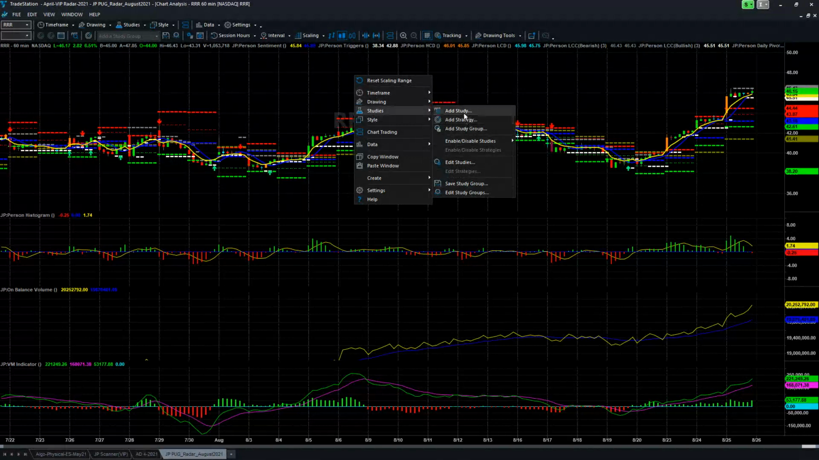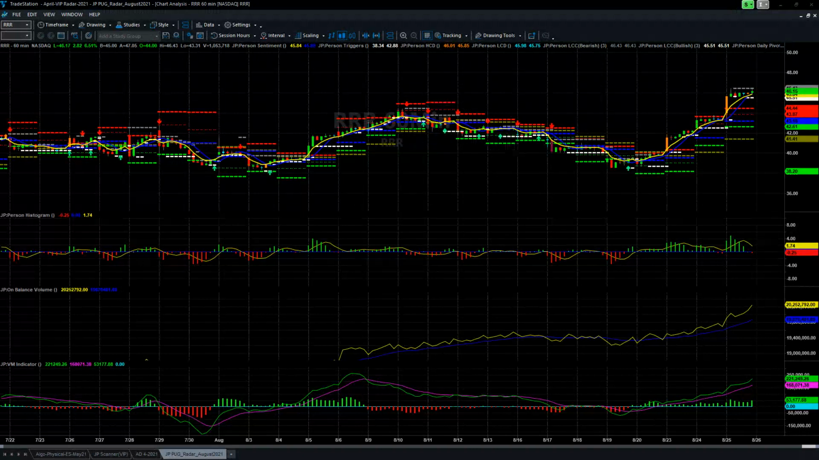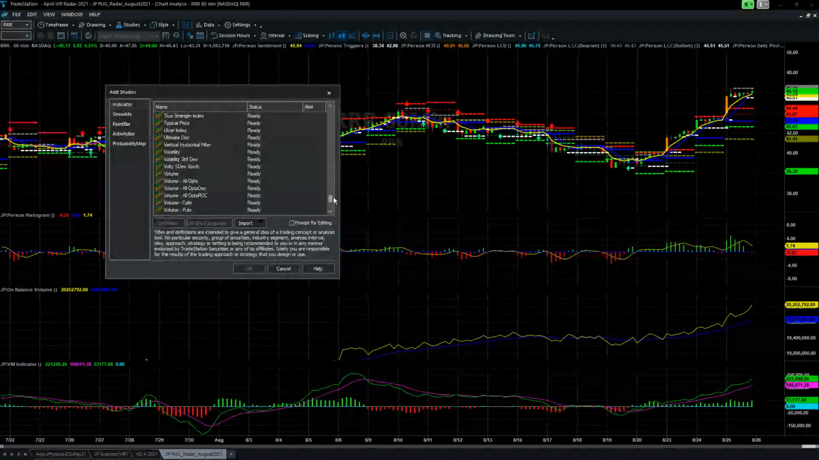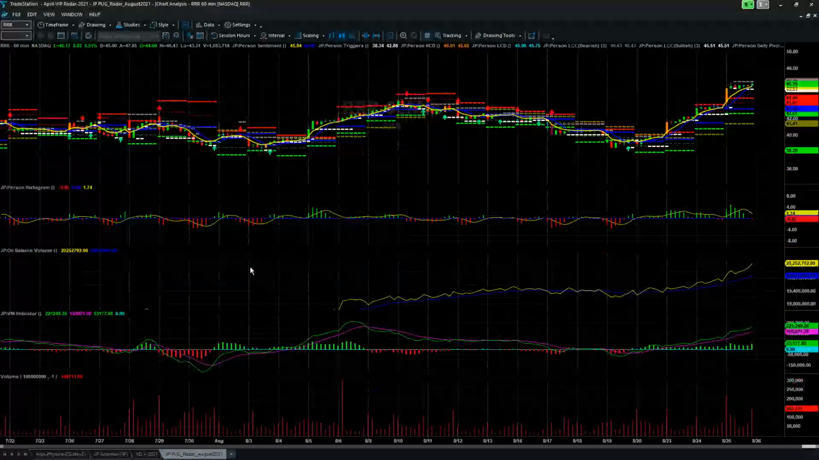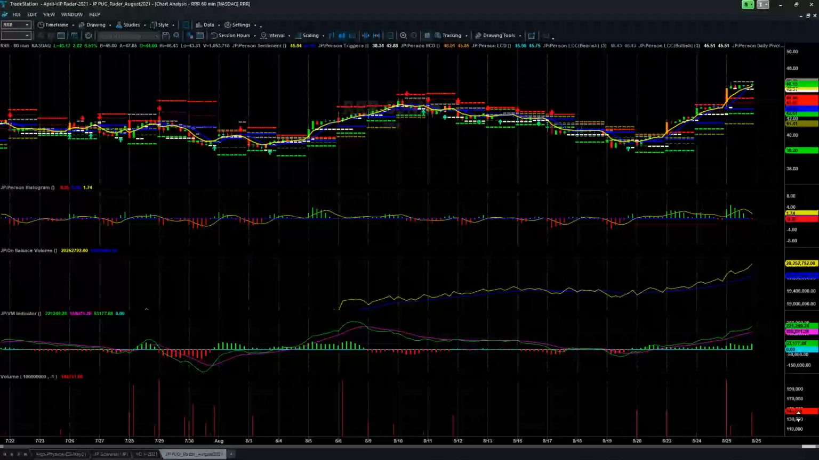I'm going to add a study, and I'm going to throw up, I mean, not literally, but I'm going to throw in volume. Got to be careful of what we say here. So here's a volume histogram.